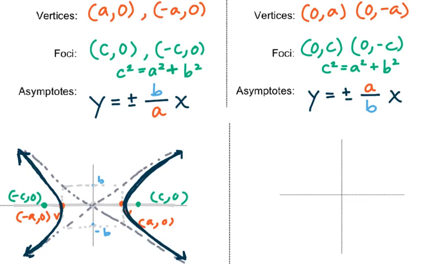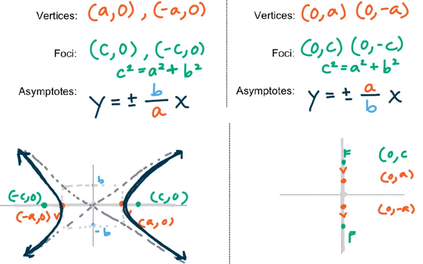All right, so looking at a vertical transverse axis is going to occur the same way. Here's my vertical transverse axis. My center is at 0, 0. I'm going to shift up A units for each of my two vertices. So those ordered pairs would be 0, positive A and 0, negative A. And then my foci are a little bit further out.